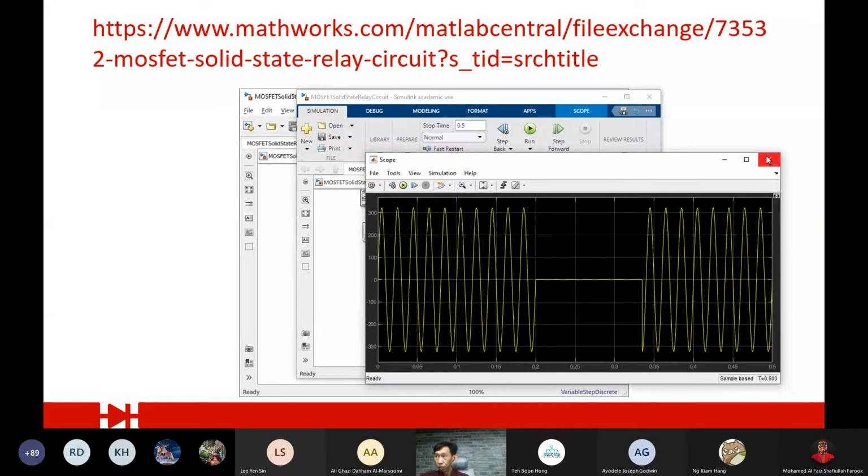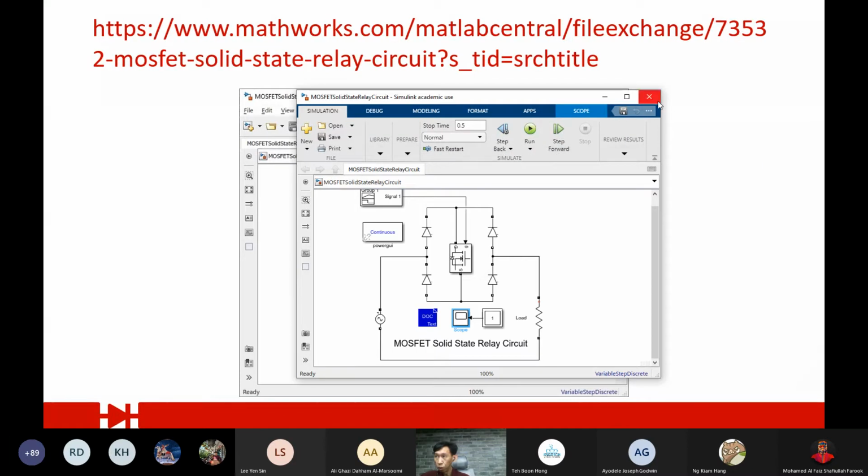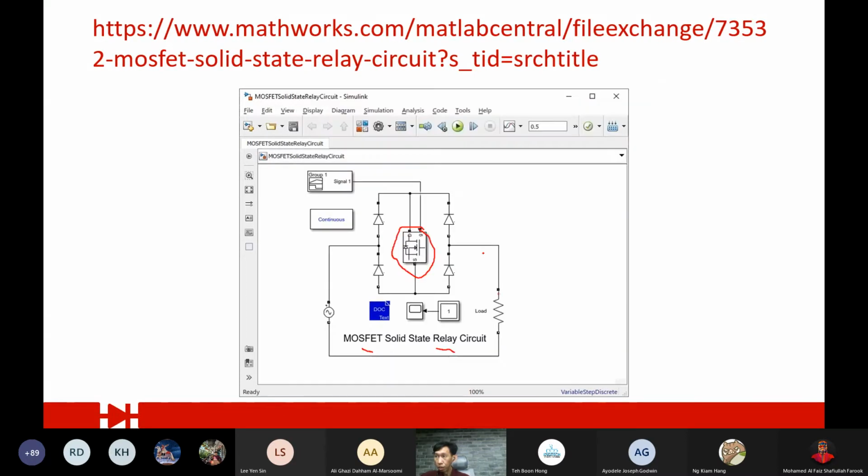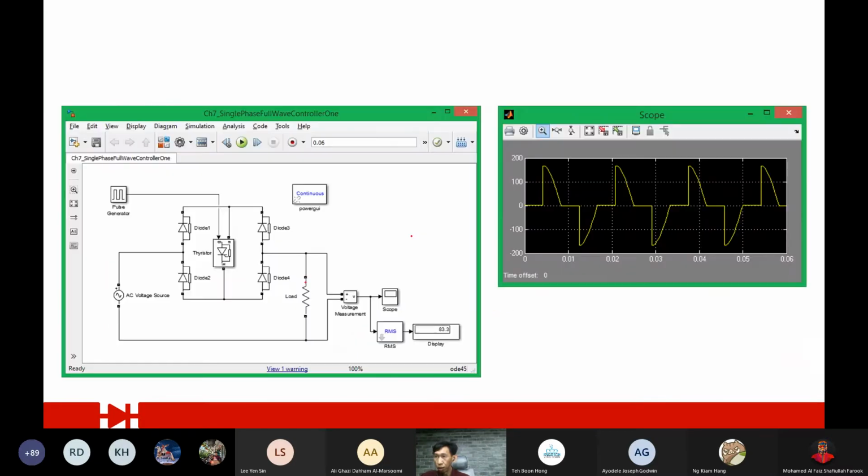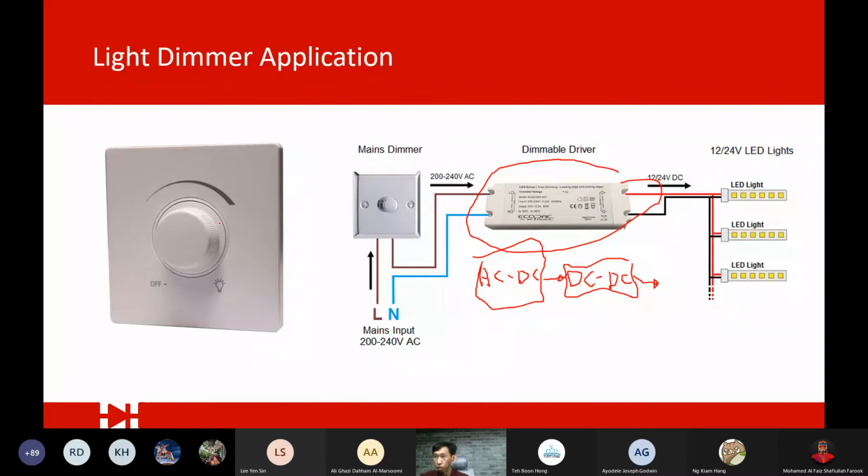So these are the two. That's the circuit with 4 diodes. You use a MOSFET, usually used for a relay, and those that use a thyristor can be used for this light dimmer.